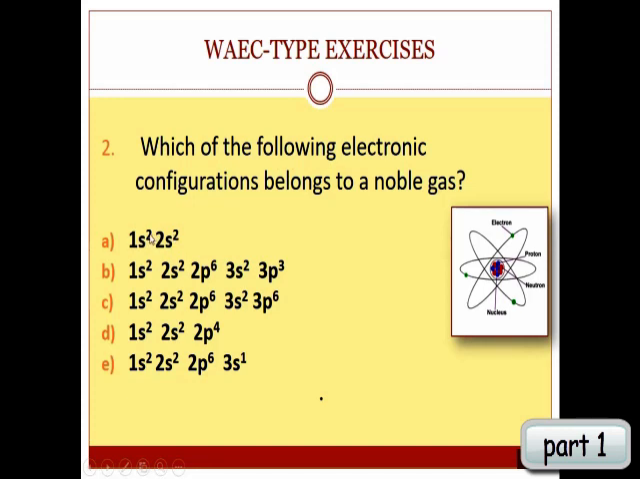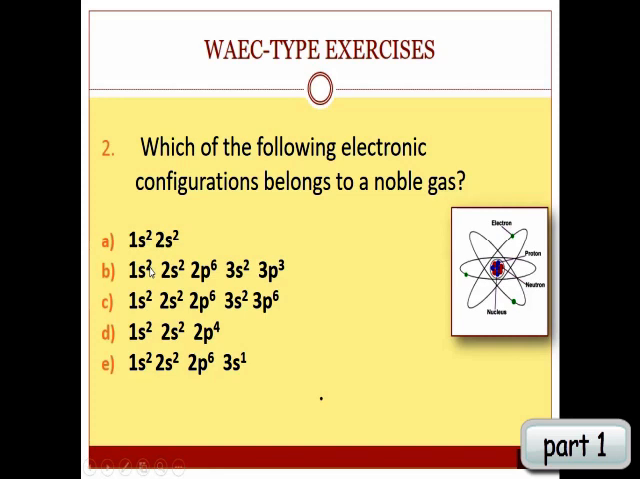You simply add up the superscripts, the numbers on top there. 2 plus 2 gives you 4. So that means this element has 4 electrons. That should be beryllium. Beryllium is the 4th element.